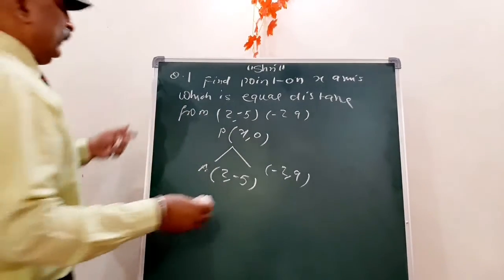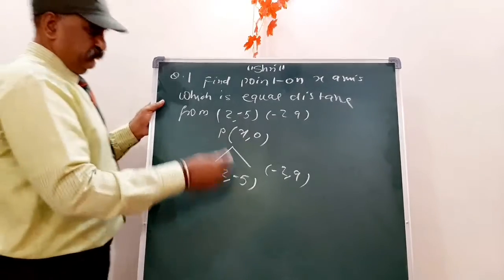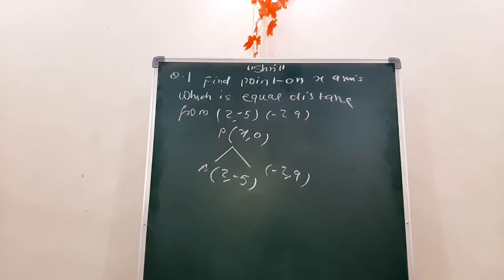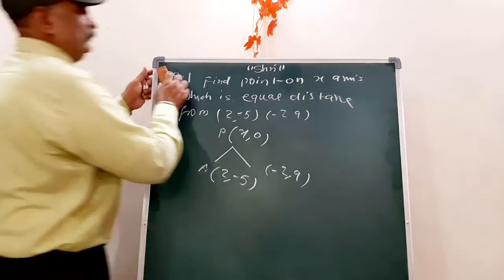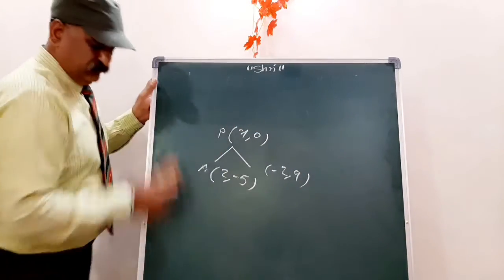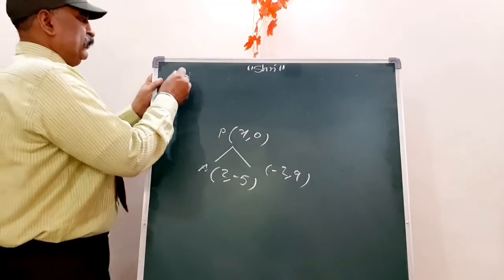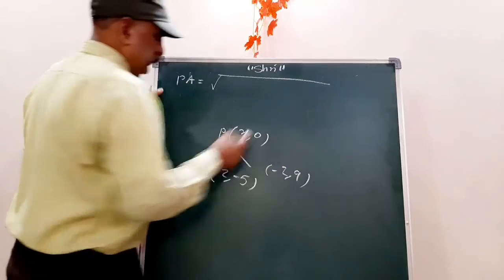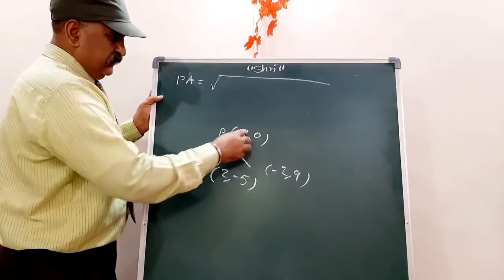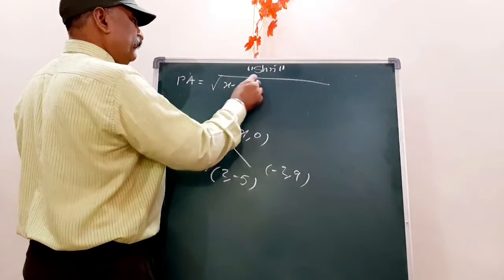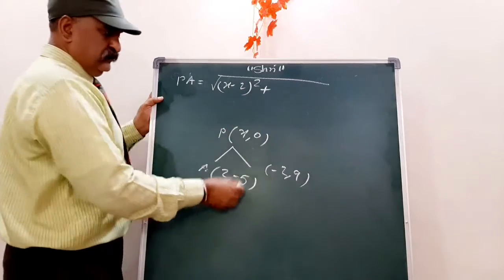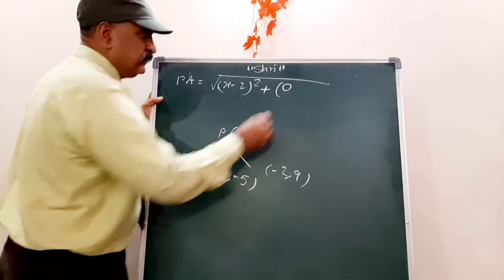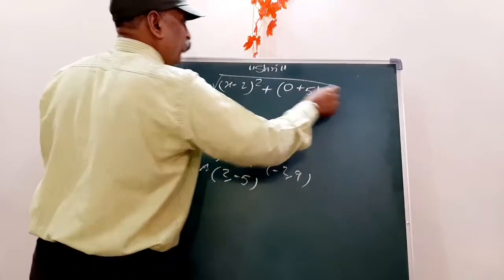See, PA and PB are equal. Now you can find PA. So PA is equal to under root x2 minus x1 whole square. It means x minus 2 whole square plus 0, and this is, you have to subtract, it means minus 5 there. So it becomes plus 5 whole square.